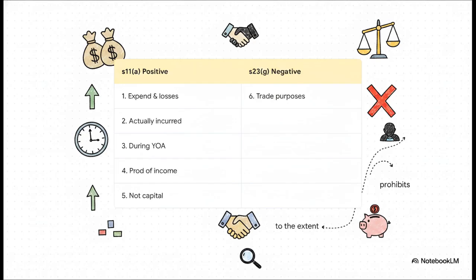And then finally, you must survive the negative test of Section 23G, which strictly prohibits deductions unless they are laid out for the purposes of trade. Keep in mind Section 23G contains those magic words, to the extent, which legally allows you to apportion an expense between trade and non-trade purposes.